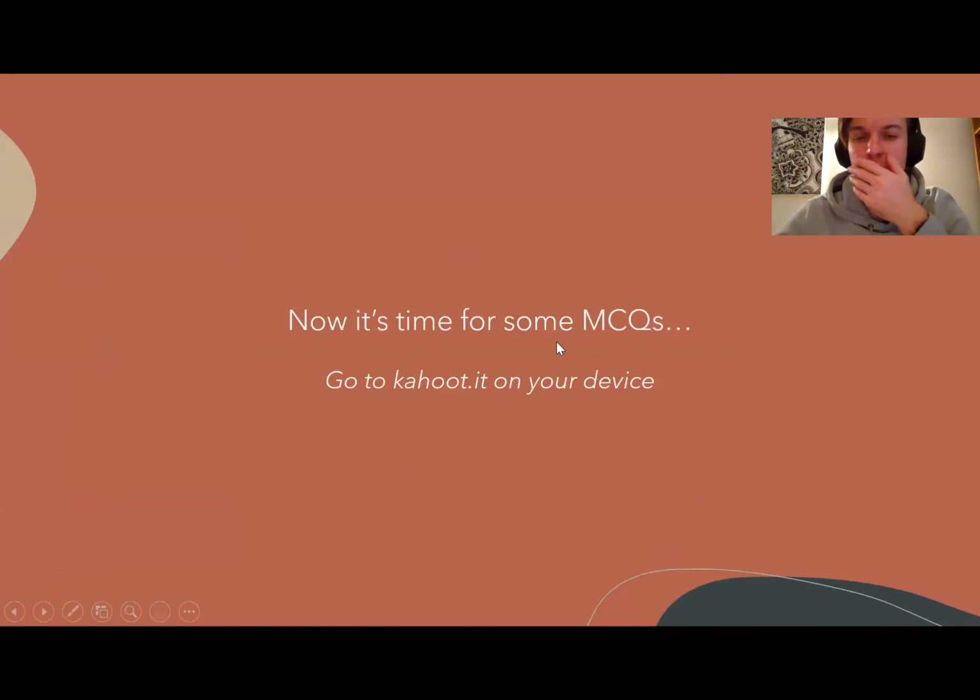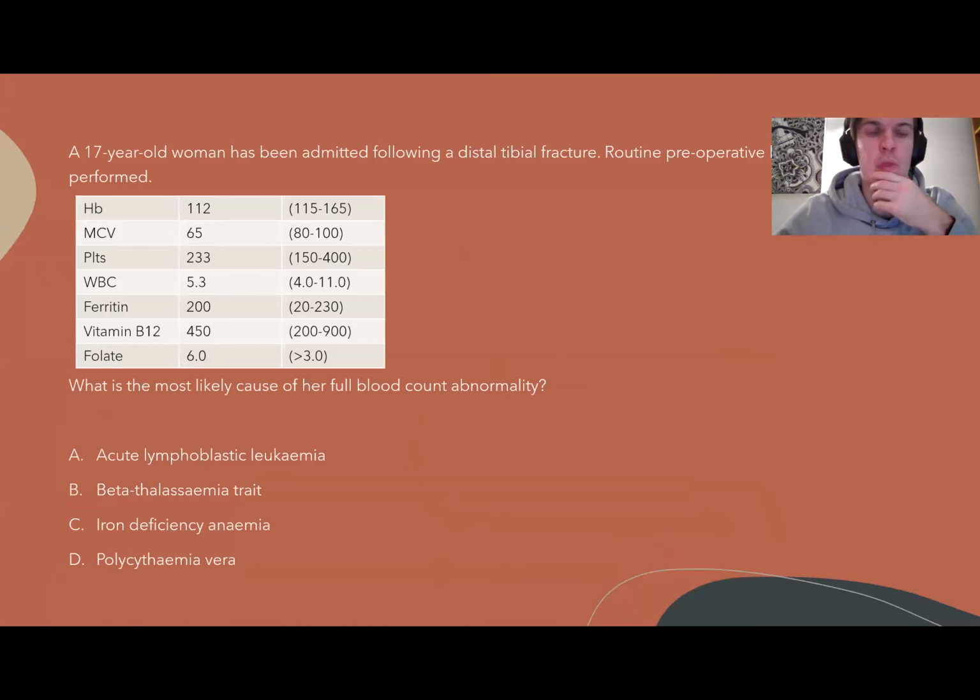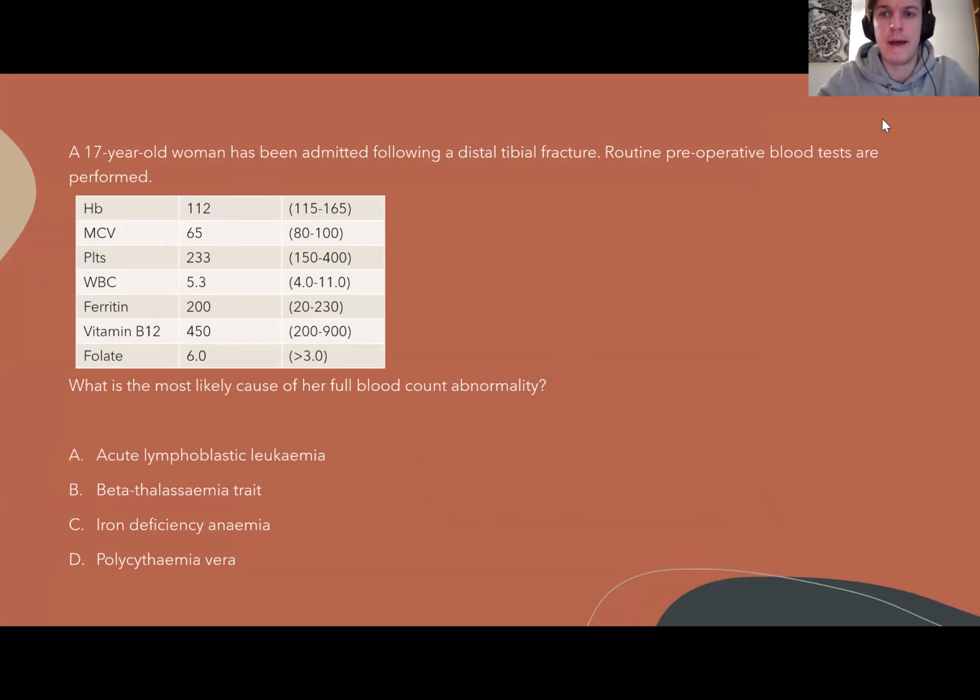So we're going to go backwards and forwards a little bit between these two. The questions will be on here and then we'll answer them on Kahoot. A 17-year-old woman has been admitted following a distal tibial fracture. Routine pre-op blood tests are performed. What is the most likely cause of her full blood count abnormality?